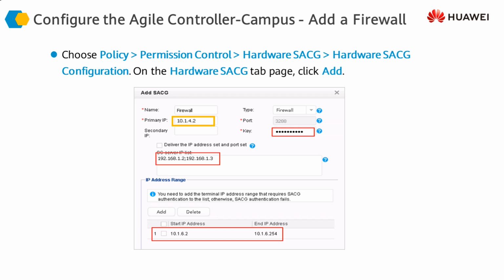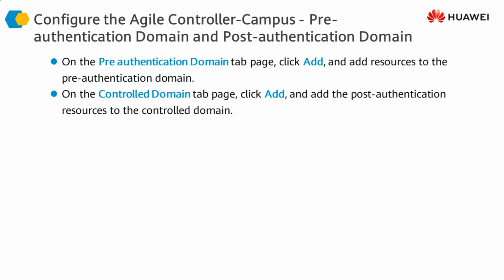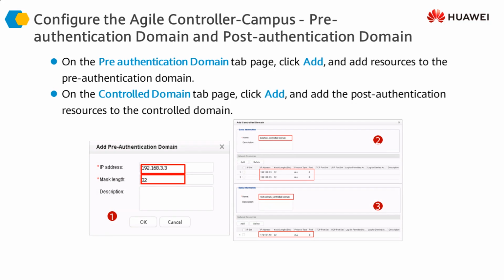We configure the firewall, tell the agile controller about the firewall so that the agile controller can communicate with the firewall. Define the range of addresses which need authentication. Then we follow the series of steps. First, we add resources to the pre-authentication domain, our DNS server in this case. After adding resources to the pre-authentication domain, then we add resources to the controlled domain.